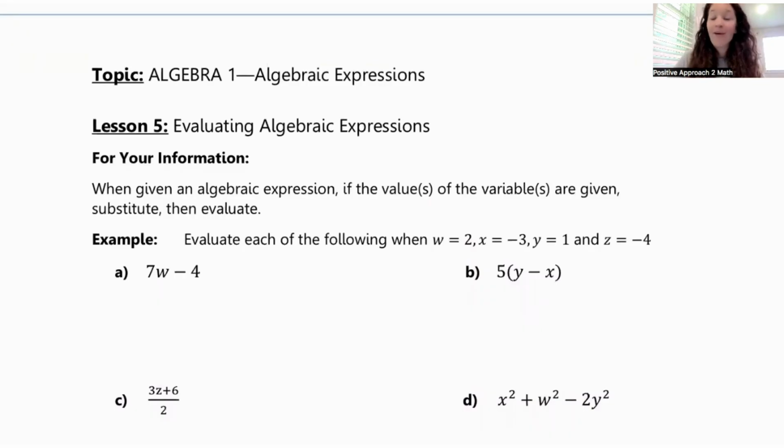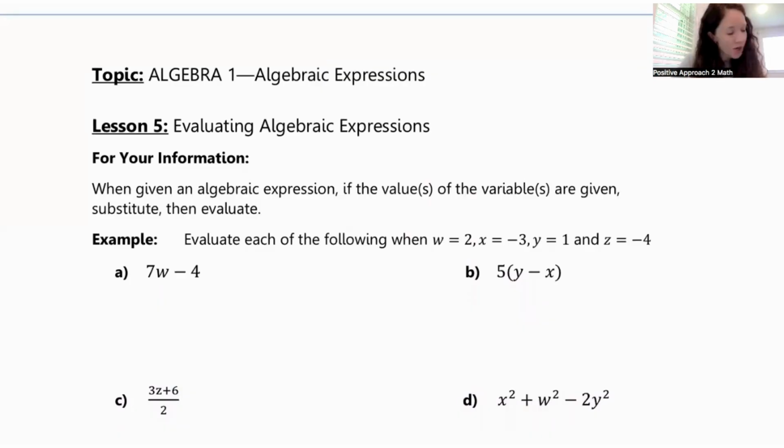We are rounding out our last lesson of our algebraic expressions topic, and we are going to cover evaluating algebraic expressions today. As always, we'll begin with a little bit of information to get you started. We will dive right into some examples and then round out with a summary and some helpful hints and leave you with a couple problems to try on your own.